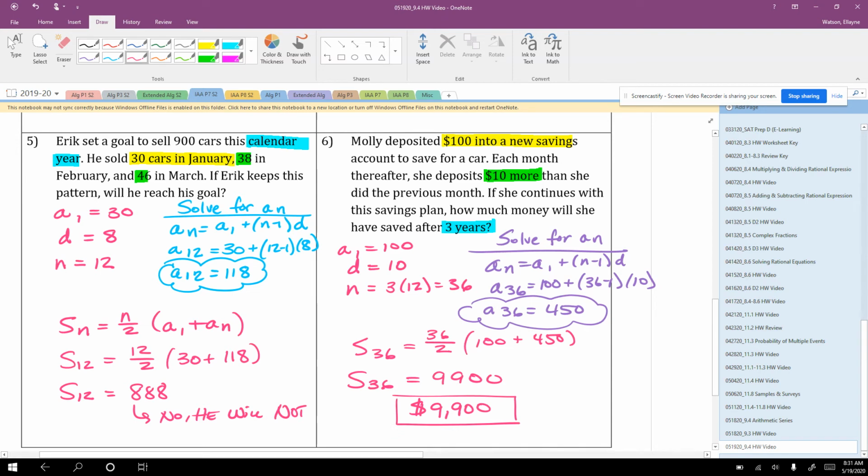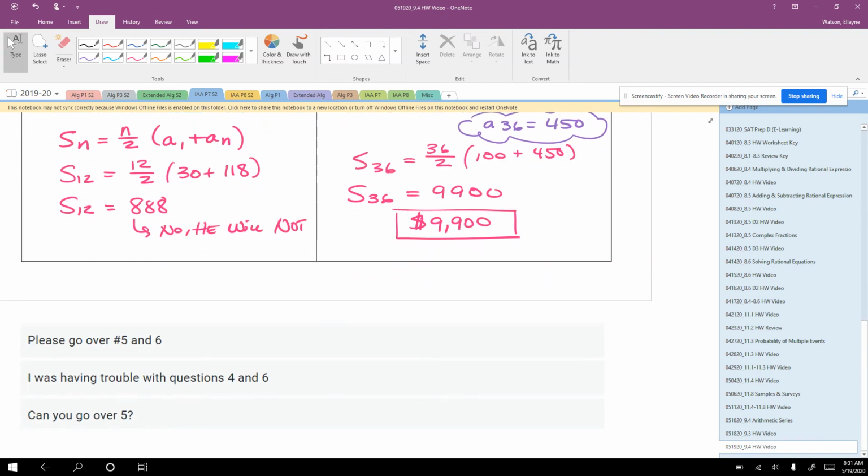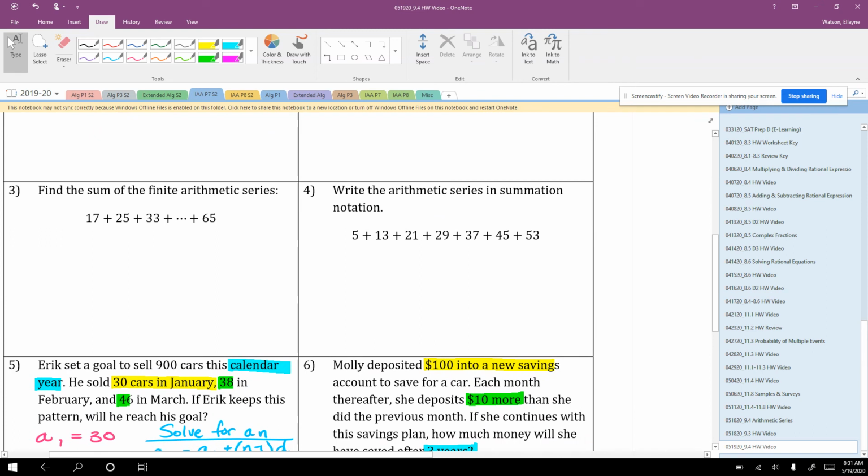Okay, all right. Numbers 5 and 6 we did. We didn't do 4. Let me just take a quick peek at 4. Find the arithmetic series. Let me just go ahead and do this one.